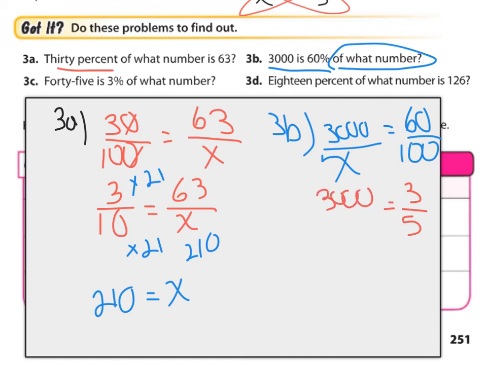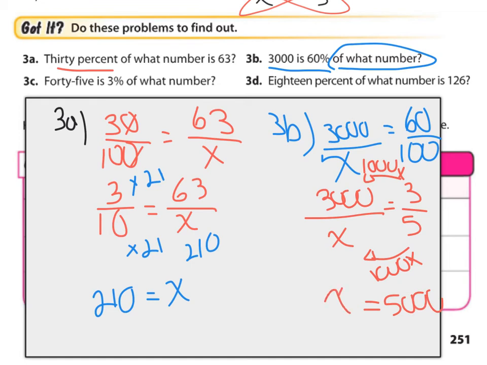What do I have to do to 3 to make it 3,000? What do I have to do to it if I'm speaking proportionally and I'm increasing it? I have to multiply by 1,000, don't I? 3 times 1,000 is 3,000. So let's do the same thing at the bottom. Whatever you do to the top, you must do to the bottom. So 5 times 1,000 equals 5,000. So that's x. So to go back to the question, 3,000 is 60% of 5,000.